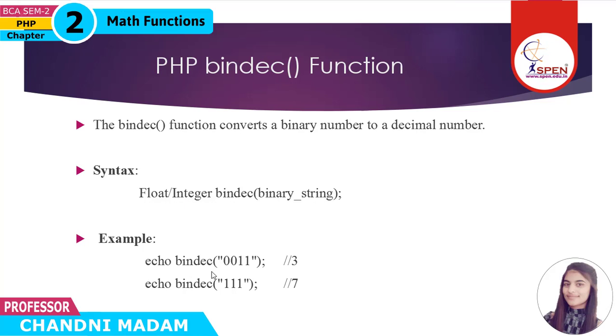Here is the example. Here we pass 0011. So this is your binary string. This string is converted into decimal. So 0011 means 3. Here we pass 111. So the decimal value of 111 is 7. So this function converts your binary number into a decimal number.